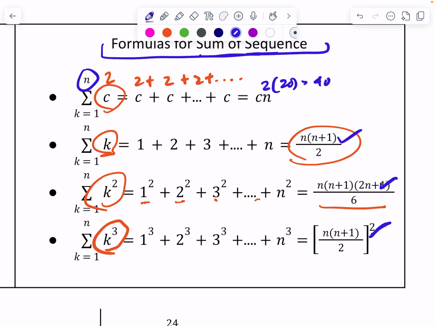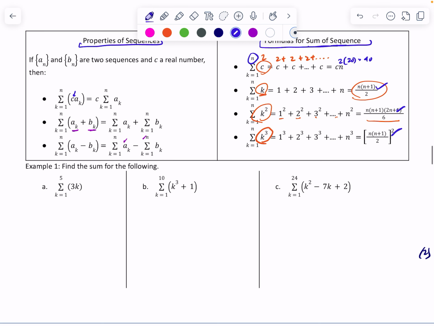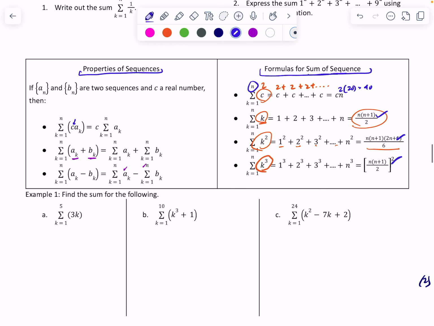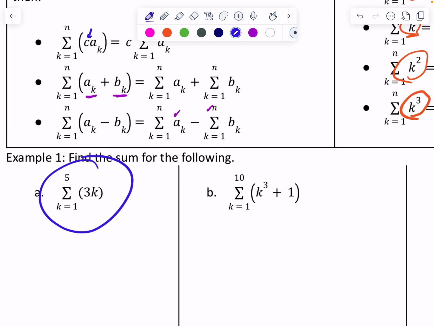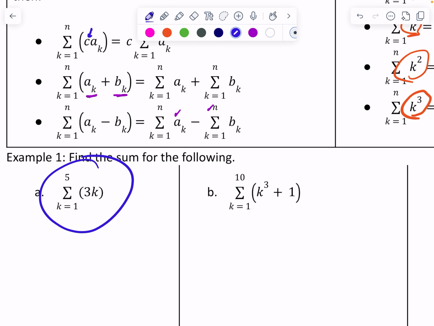And then these formulas are provided to me. So let's use some of these formulas here and let's see what's going on. If you look at the first one, this one's saying, hey, add the first 5 terms of the sequence. So if k is 1, then the first term is 3. If k is 2, then the second term would be 6. If k is 3, the third term would be 9.